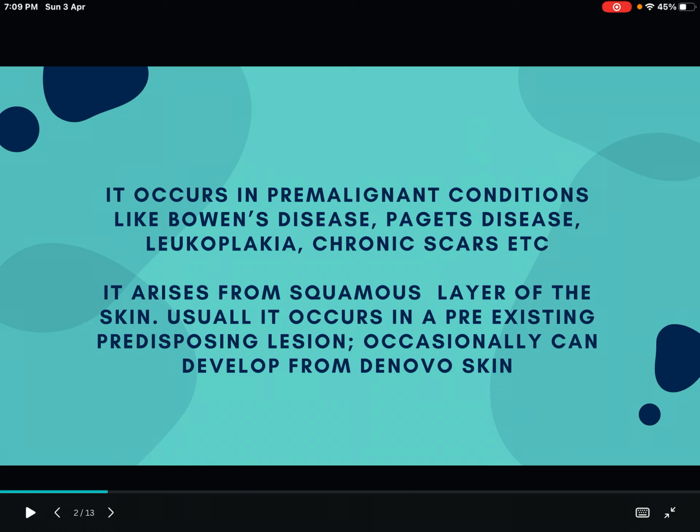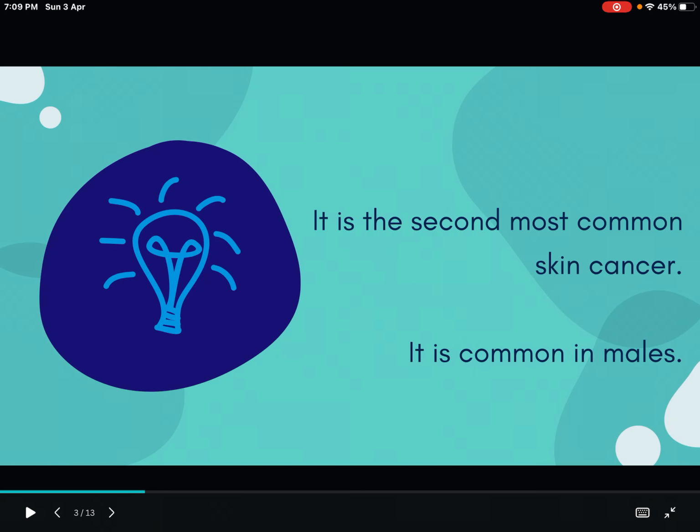What are those pre-malignant conditions? Bowen's disease, Paget's disease, leukoplakia, chronic scar, etc. It arises from the squamous layer of the skin. Usually it occurs in a pre-existing predisposing lesion, but occasionally it can develop from de novo skin also. And it is the second most common skin cancer, and it is common in males.